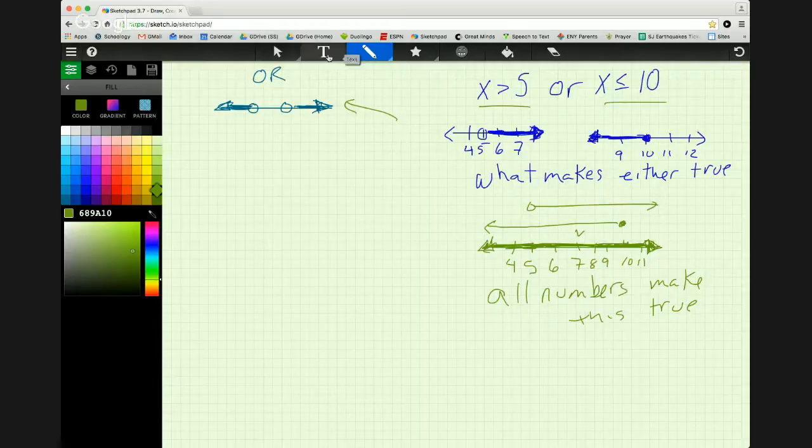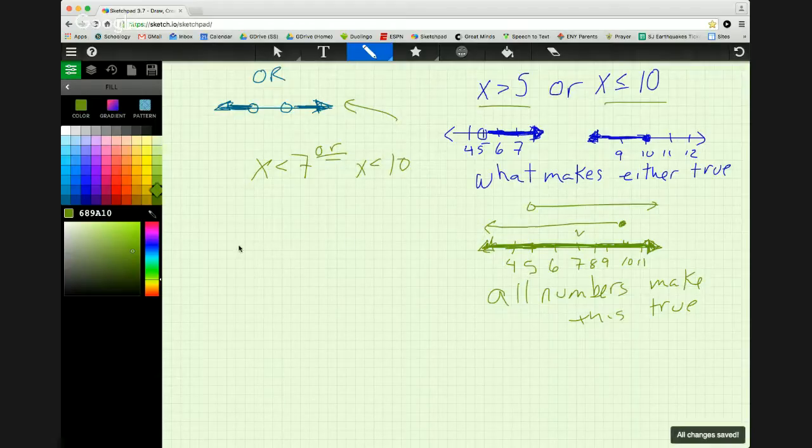And let me give you one final example of a problem with ORs where you're going to get a different set of numbers. Try this one. X is less than 7 or X is less than 10.